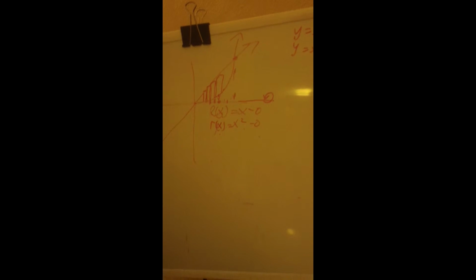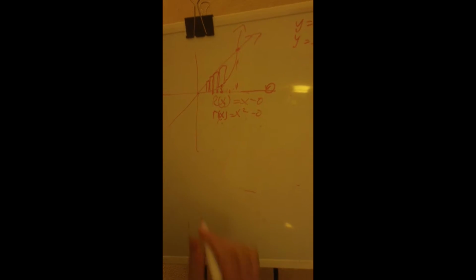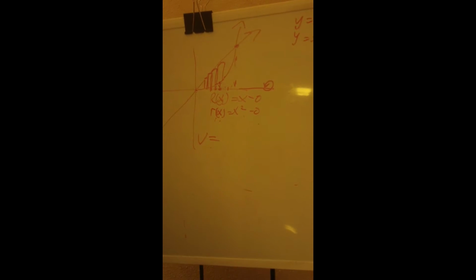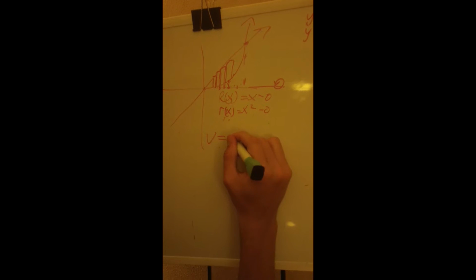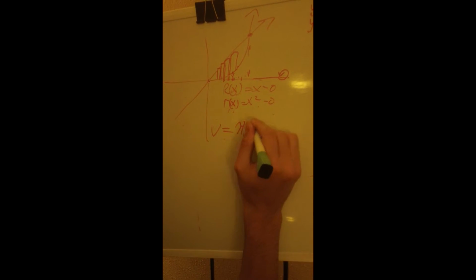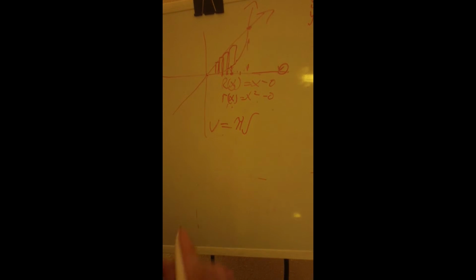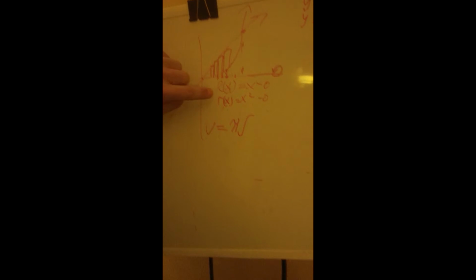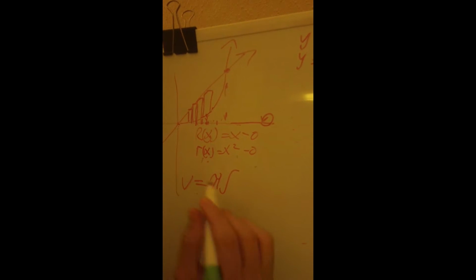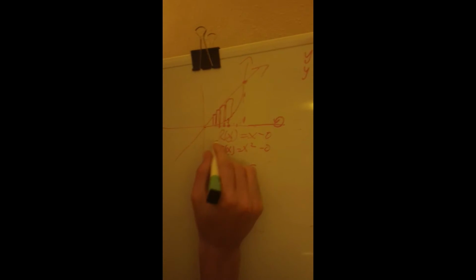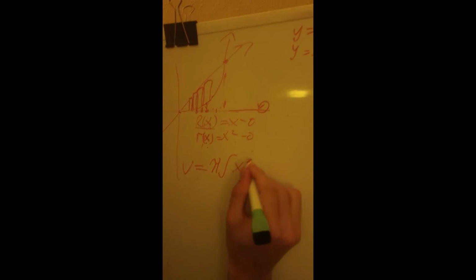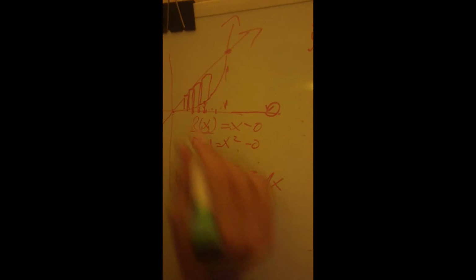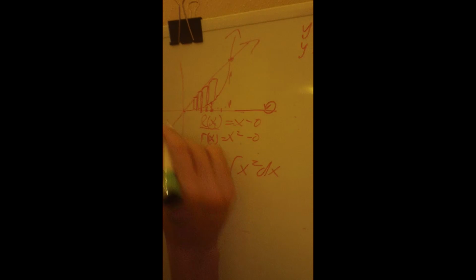And so when we get the volume, what we're going to have is the volume equals pi times the integral. I'll slow this down for you. We're going to first take the big function, so it's going to be pi r squared, and the radius is going to be R of x. So pi times x squared dx, and we're integrating from 0 to 1.